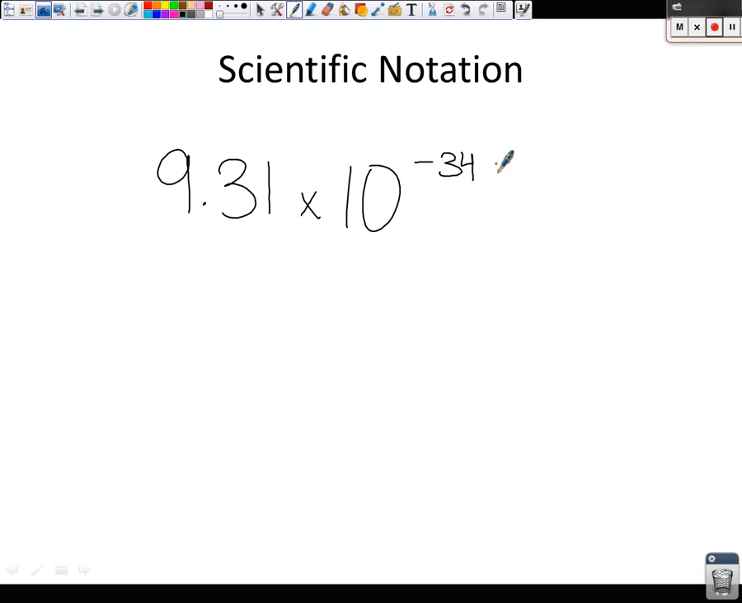So my first question is, is this number really, really big or really, really small? Really small, right? Way small. How do you know it's really small? It's a negative exponent. Now, really quick, just throwing this at you. You already know that Avogadro's number is equal to what?